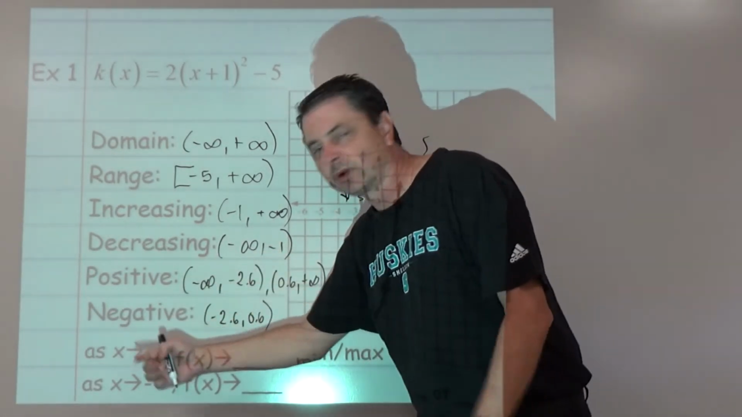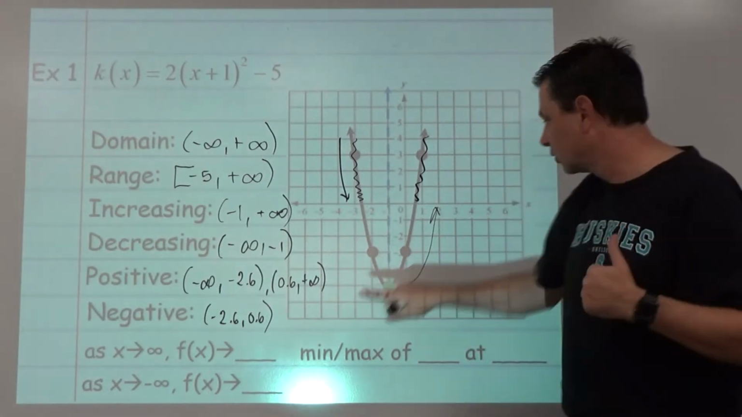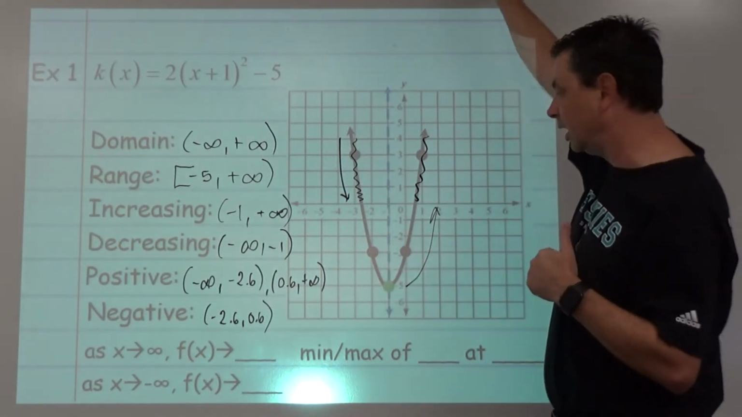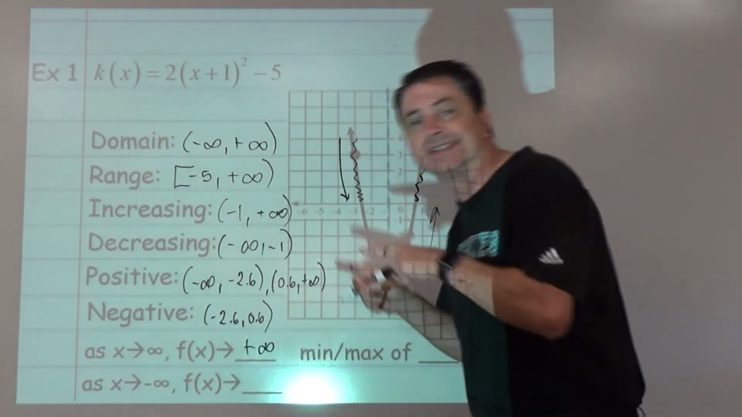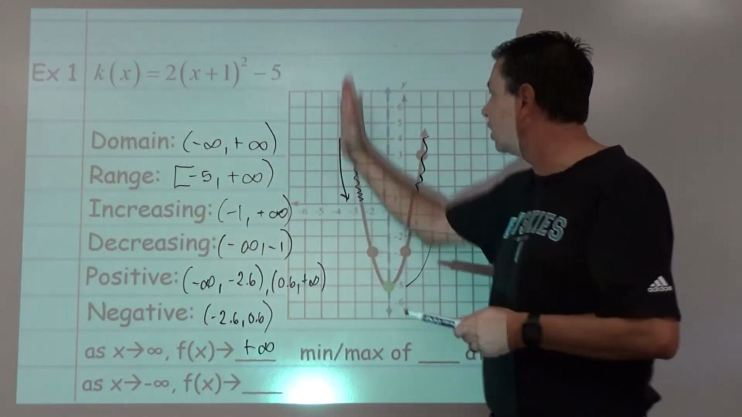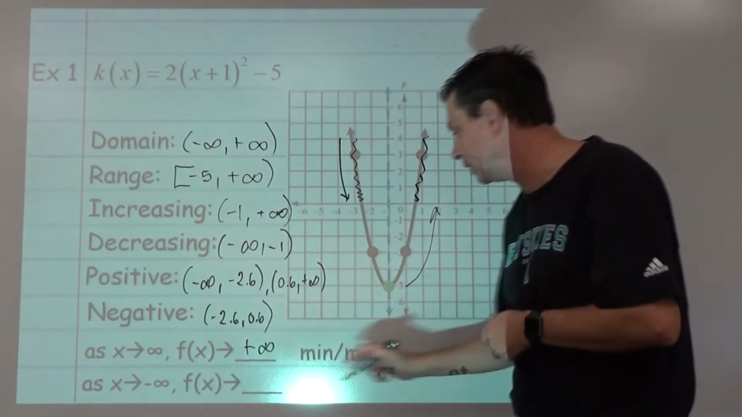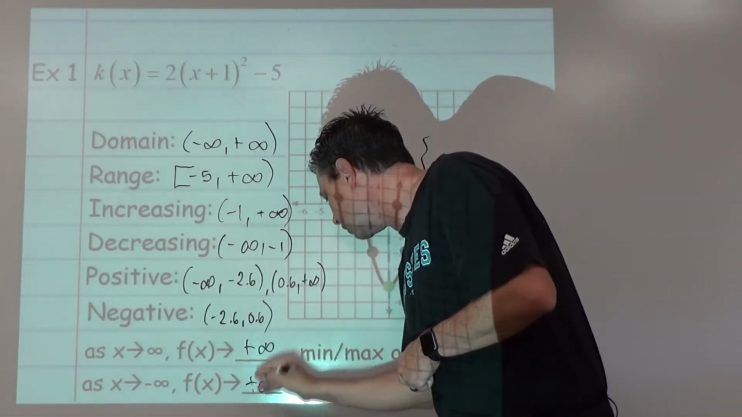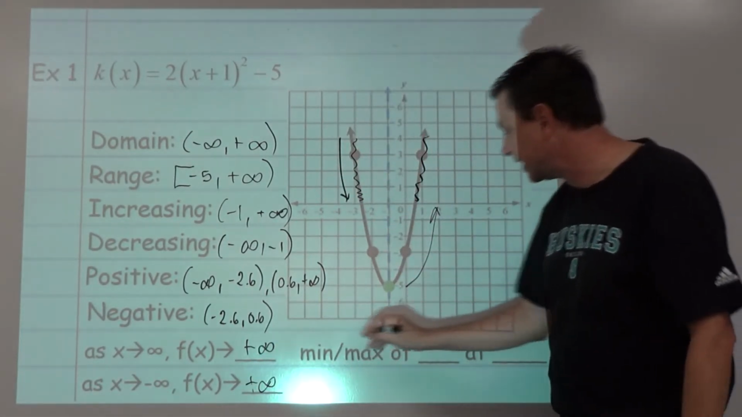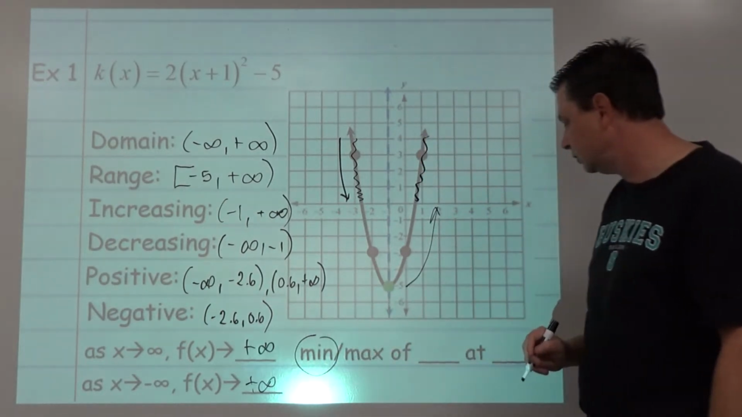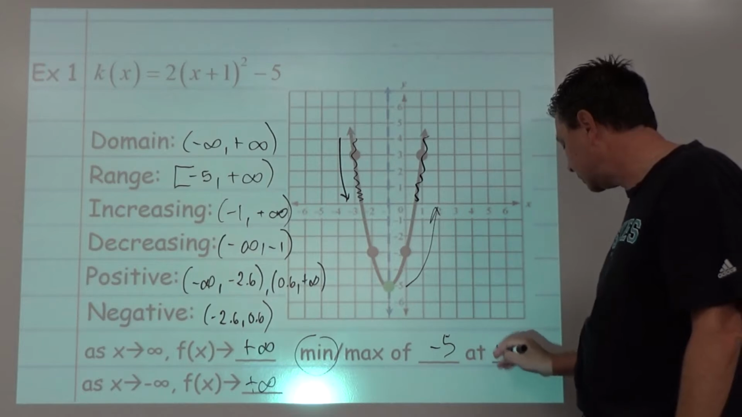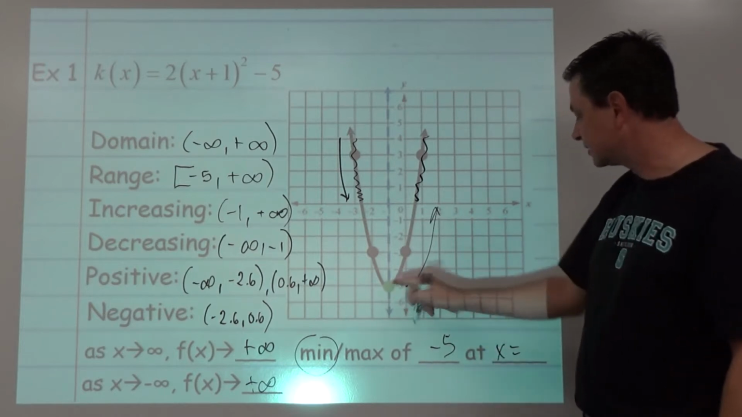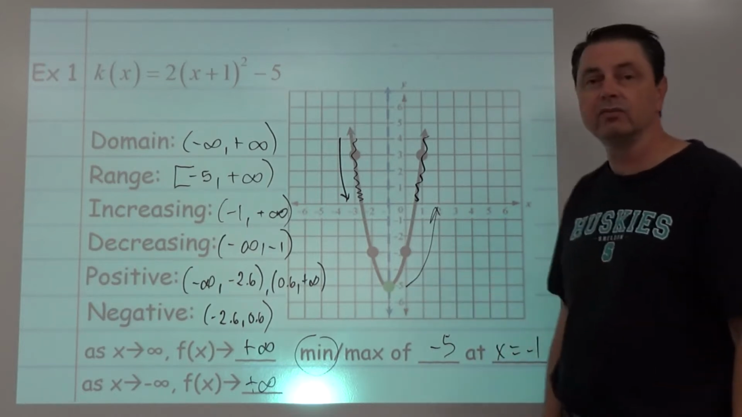All right, as x approaches infinity, going right on the graph, we are going up forever. As x approaches negative infinity, going left on the graph, we are going up forever. This one has a minimum lowest value. The value is the y-coordinate, negative 5. It happens when x is negative 1.